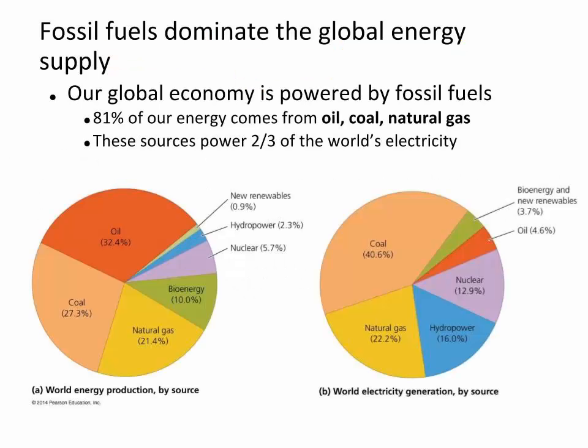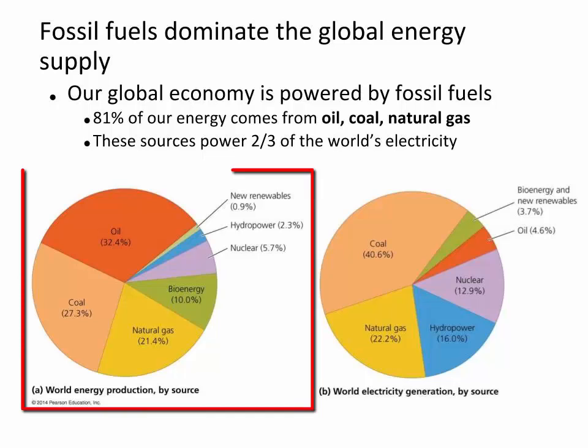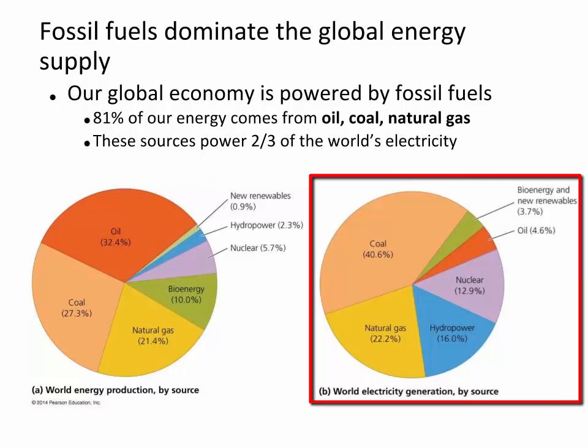Fossil fuels were the driving force in the Industrial Revolution and helped create the material prosperity we in the U.S. enjoy today. As you can see from the pie chart on the left, our global economy is predominantly powered by fossil fuels. Specifically, 81% of our energy comes from coal, natural gas, or oil. Examining the chart on the right, you can see that these three energy sources supply two-thirds of the world's electricity.